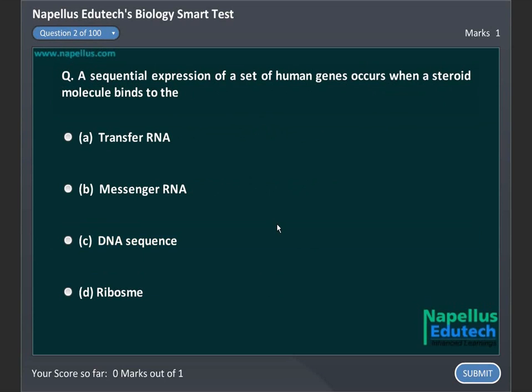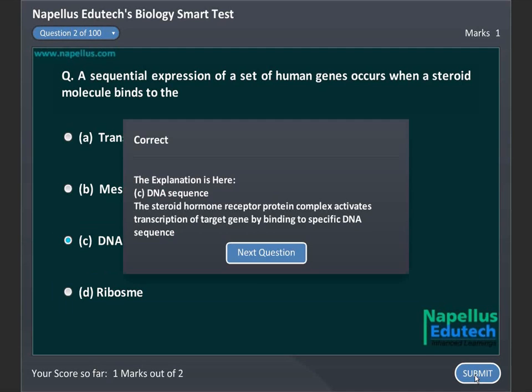A sequential expression of a set of human genes occurs when a steroid molecule binds to the: A. Transfer RNA, B. Messenger RNA, C. DNA sequence, D. Ribosome. Correct answer is C. DNA sequence.